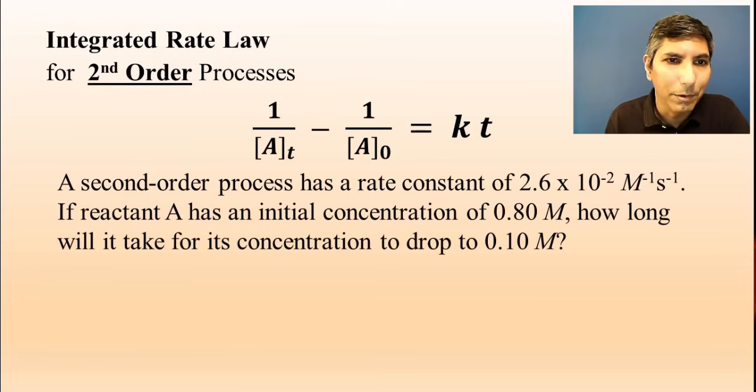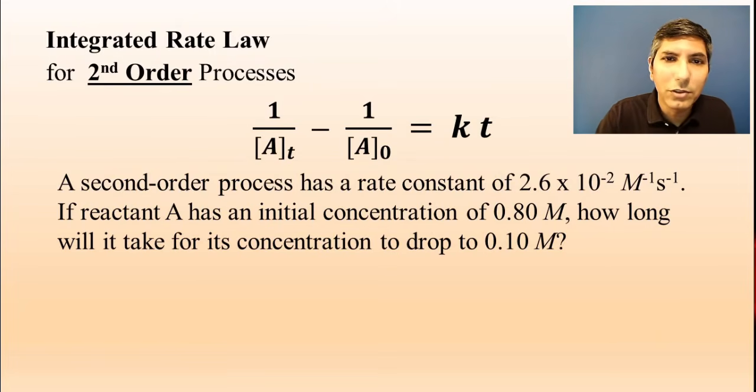Let's try this example. A second order process has a rate constant of 2.6 times 10 to the negative second reciprocal molarity reciprocal seconds. If reactant A has an initial concentration of 0.80 molar, how long will it take for its concentration to drop to 0.10 molar?